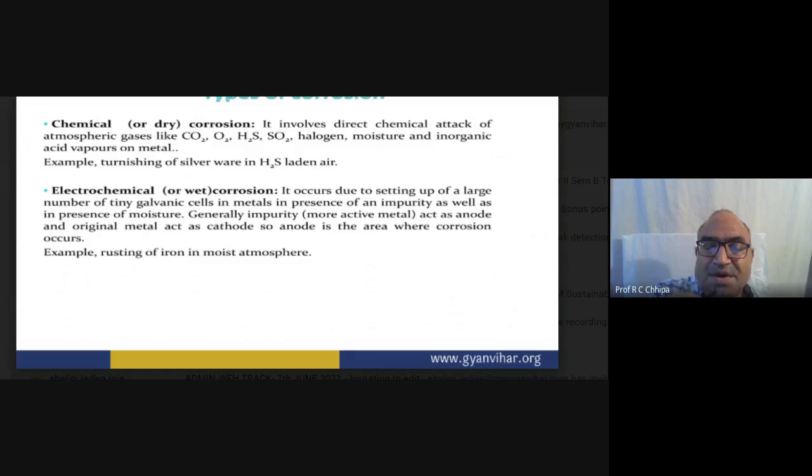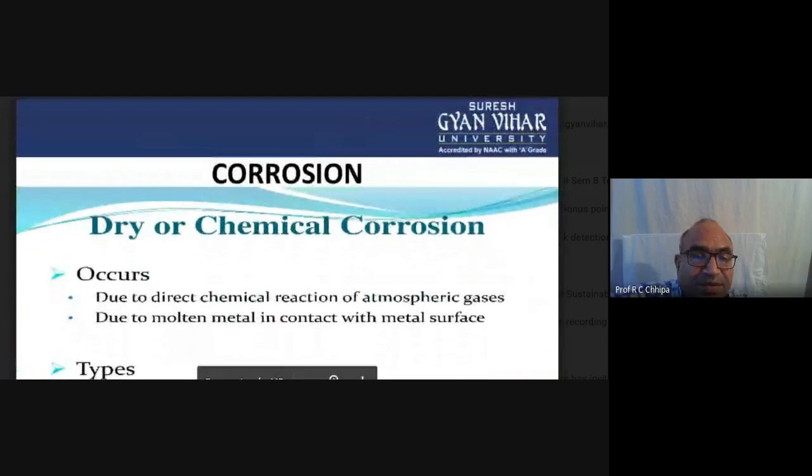Another is the electrochemical, wet corrosion. Electrochemical corrosion, indirect corrosion, occurs due to the setting up of a large number of very tiny galvanic cells in the metal in the presence of impurity and moisture. The more active metal acts as the anode and the original metal acts as the cathode. So the anode is the area where corrosion occurs. An example is the rusting of iron and moisture.